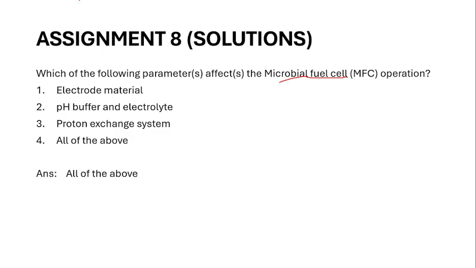So we know it, right? All of the above is the right answer. Because in an MFC, we have two electrodes, cathode and anode, and we have a proton exchange membrane system. This is the membrane which specifically allows only the H plus ions, right? And the electron movement happens from one electrode to the other electrode. This is how the MFC works. And this MFC is filled with the electrolyte solution, and the pH is also constantly maintained. Okay. So these are the basic components of the MFC.